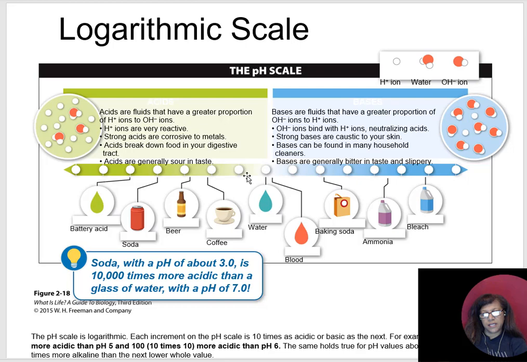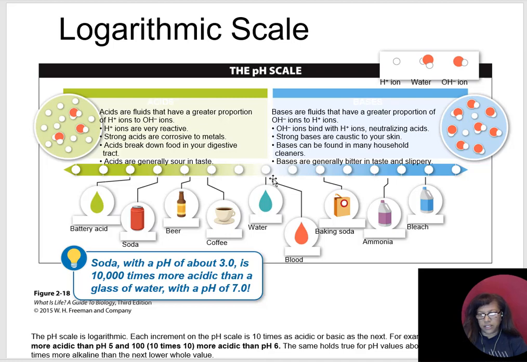the difference between each step on the pH scale is actually 10 times. So when I go from 7 to 6, that is a 10 times difference in acidity. Or if I go from a pH of 7 to a pH of 8, that's 10 times more basic. So that's an important point that I want you to remember, that the pH scale is logarithmic, and each increment on the scale is 10 times as acidic or 10 times as basic as the next increment. Okay? Extremely important.